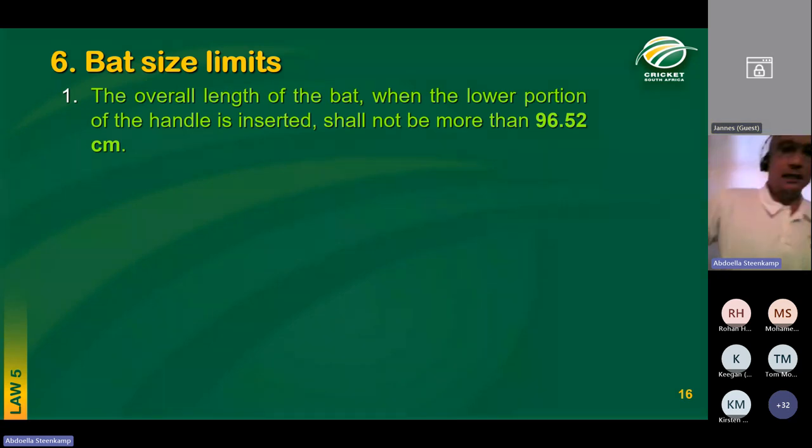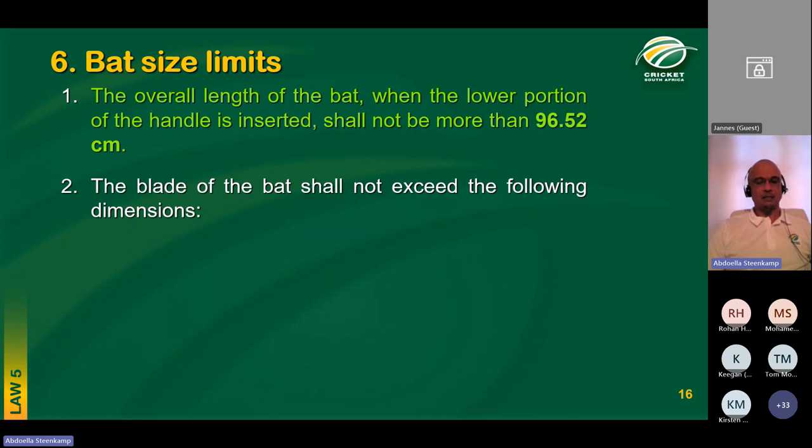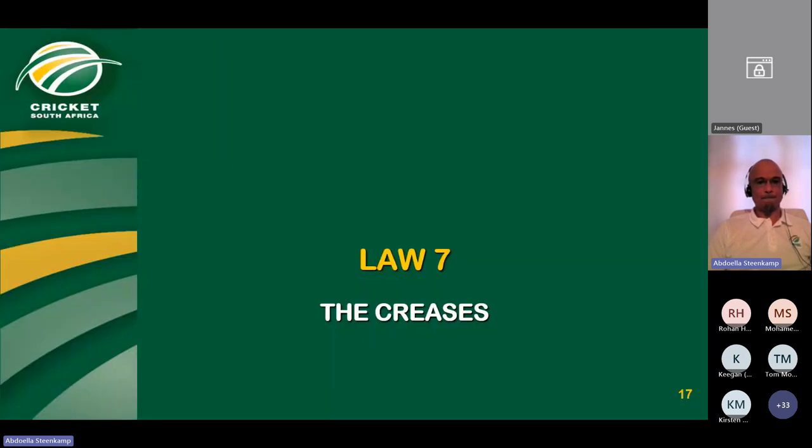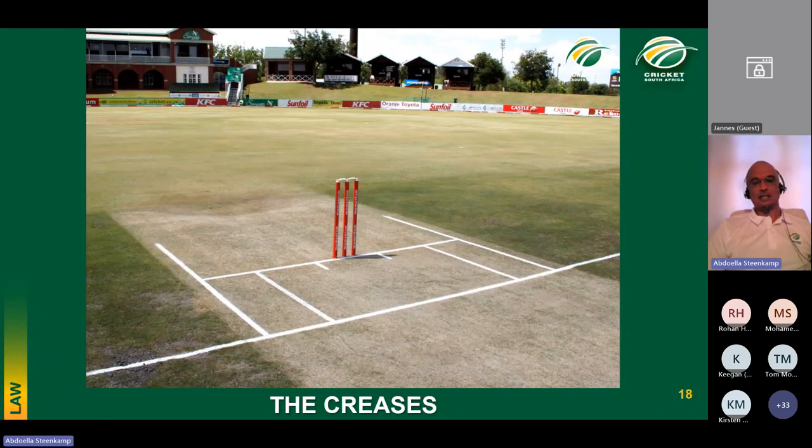When it comes to the bat, the overall length of the bat, the law just tells us not to be more than 96.52 centimeters in length. There are also dimensions for the width, the depth, and the edges: 10.8, 6.7, and 4 centimeters. The creases.